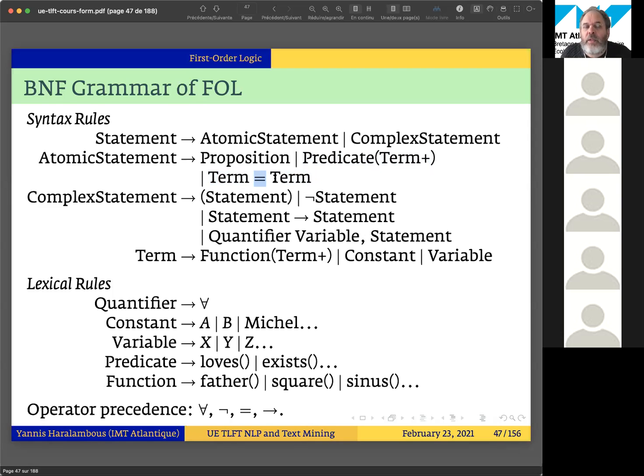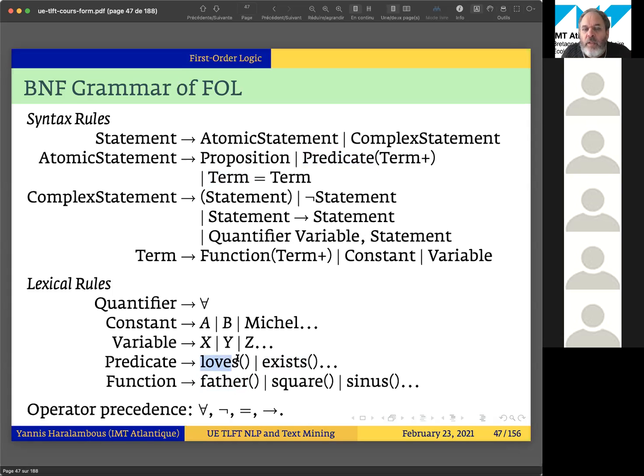It's hard-coded. It has a specific meaning, which is the same in all interpretations. While for predicates, the meaning of a predicate is the one we give when we do an interpretation. So for example, loves, exists, are predicates. Father is a function because the input may be a variable or a constant or some other function, and the output is again a term.